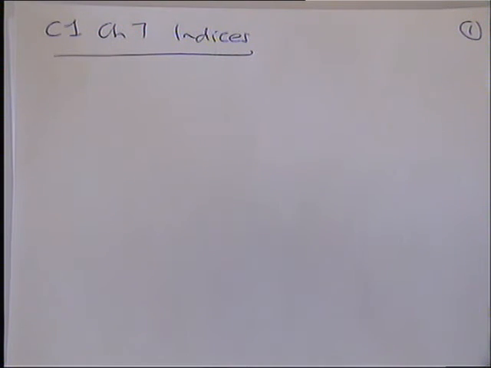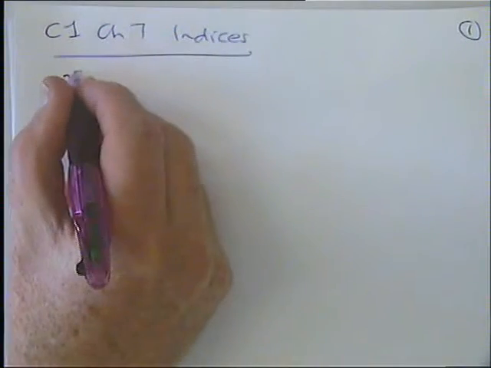The Indices chapter, basically GCSE revision. Don't worry about that for the time being. Okay, right. First off, 3 to the power of 5.